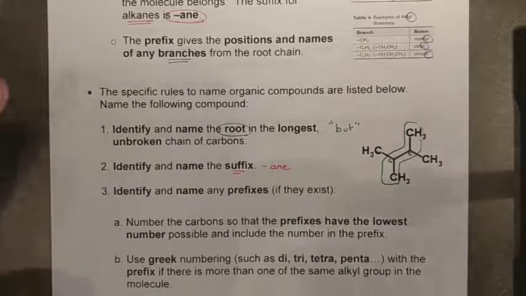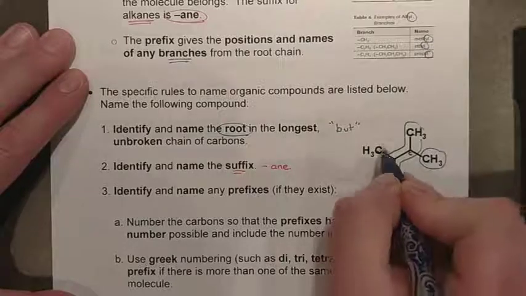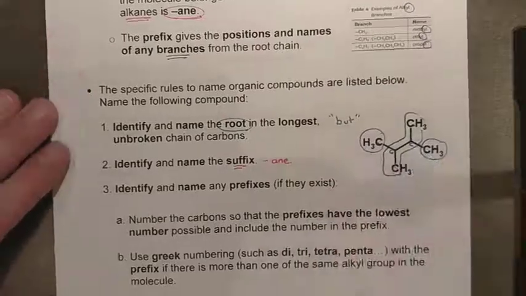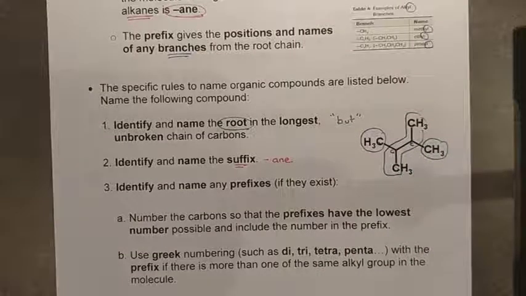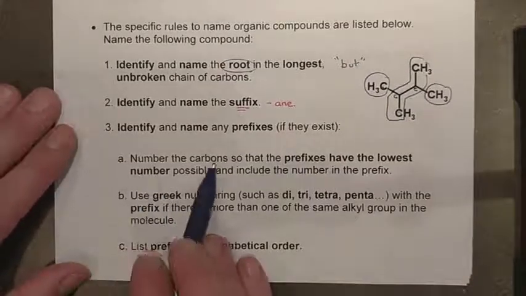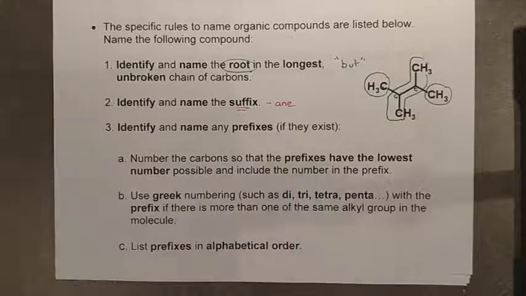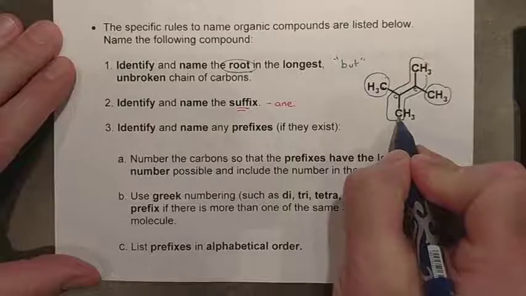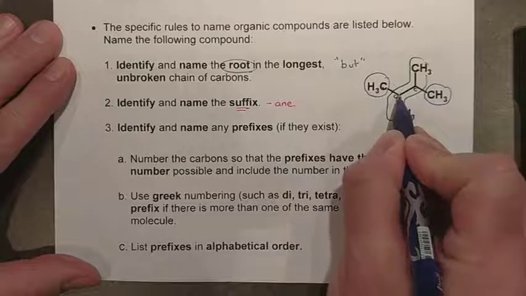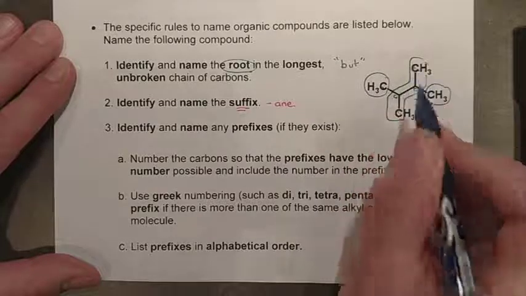Lastly, we have 2 offshoots, one here and one here. In other words, we have 2 branches on this molecule. To name and appropriately list branches for our molecules, there are a couple of sub-rules to follow here. The first is number the carbons so that the prefixes have the lowest possible number when we go through it. That means you're going to look at it forwards and backwards and try to make sure that you have the lowest possible numbers. If this is carbon 1 right here, then I have a branch at carbon 2, a branch at carbon 3, and there's carbon 4.